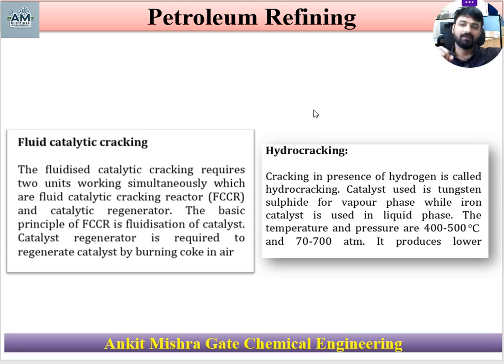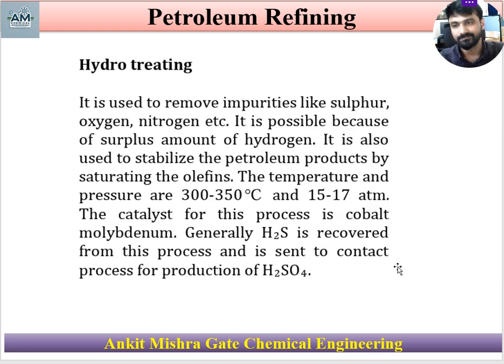Okay. Now coming to hydrocracking. Cracking in the presence of hydrogen is called hydrocracking, and obviously there is a catalyst. In the vapor phase, tungsten sulfide is used, and in the liquid phase, iron is used as a catalyst. The temperature and pressure are 400 to 500 degrees centigrade and 70 to 700 atm, right? So in hydrocracking, again you are cracking the larger or higher molecules into lower molecules.